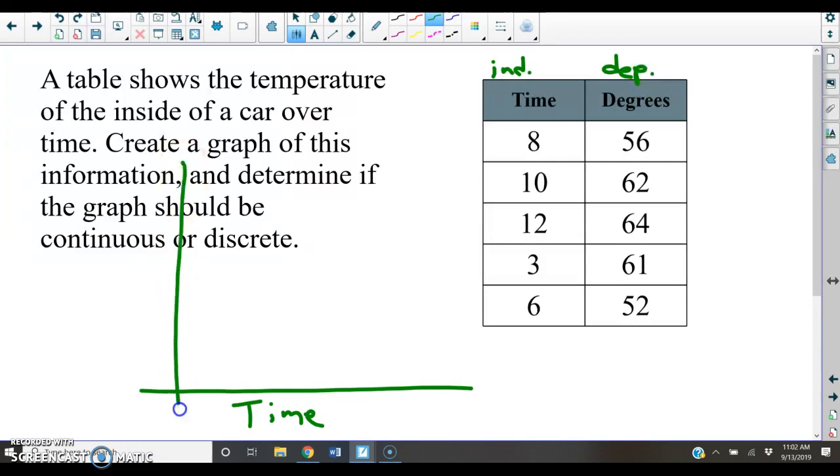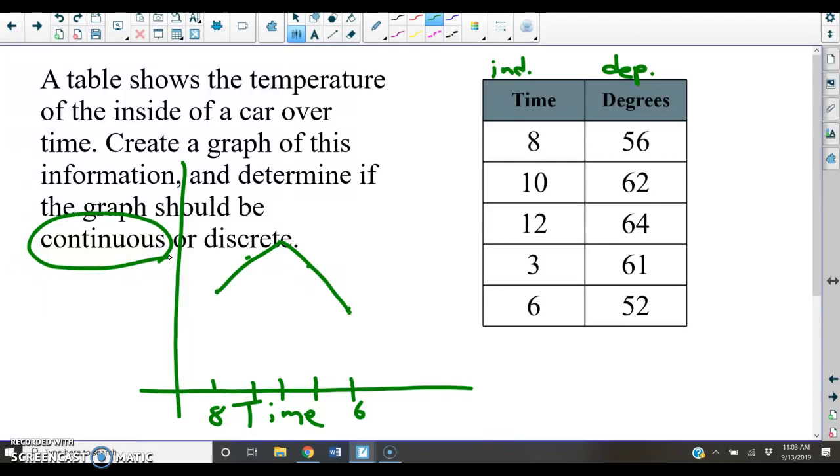Okay, so now when we have this at 8 o'clock, it's 56. At 10 o'clock, it's 62, then it goes up to 64, down to 61, and back to 52. It's cooler at 6 in the afternoon. Okay, would that be continuous or discrete? Now, we're talking time, which is a continuous thing, and temperature, which is a continuous thing. So we're going to say this is a continuous graph.